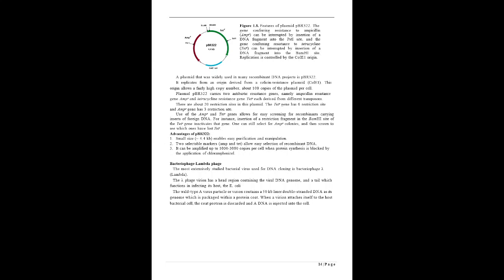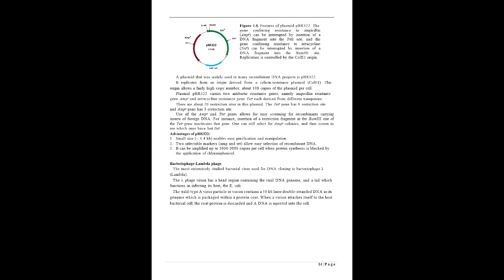Cloning sites, about 20 cloning sites, are present over there. Inserting the foreign DNA into a specific site inactivates the gene, which allows for insertional inactivation screening. And the advantages are that it is smaller in size for easy purification, has dual markers for easy selection of the recombinants, and can be amplified up to 1000 to 3000 copies per cell using chloramphenicol.